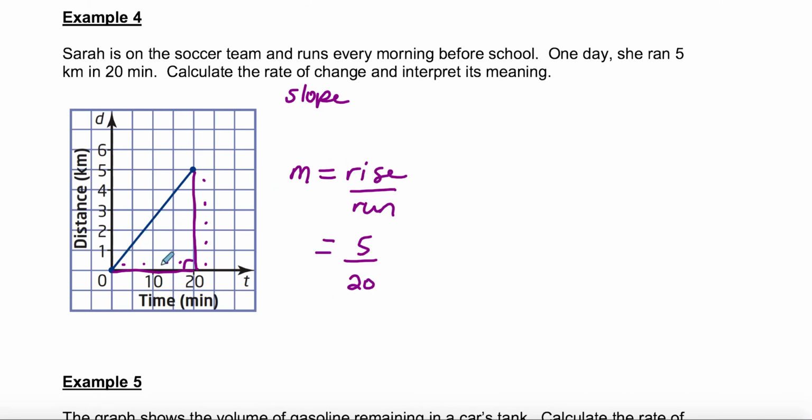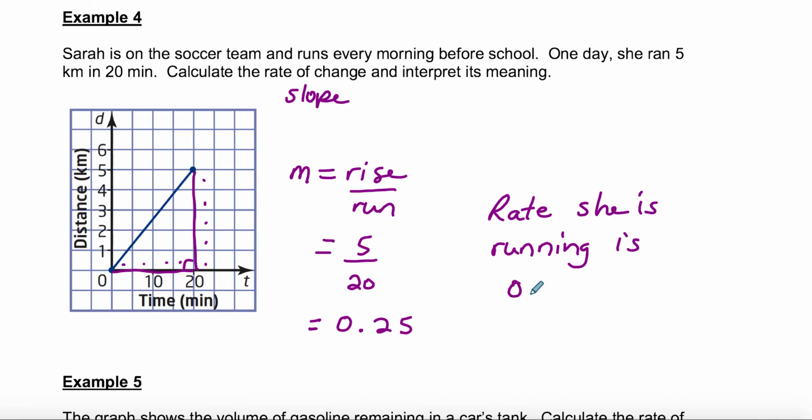So this is a direct variation starting at 0. When I divide those two numbers, I get 0.25, or I could get 1/4. But since this is a speed, maybe 0.25 makes a little more sense this time. So the rate she is running, that's what we just calculated. And it's 0.25. That's the slope of the line. But look at it, it's kilometers per minute. You never have to wonder what the units are because they should always be written on your graph. So this is kilometers per minute, and that's her speed.